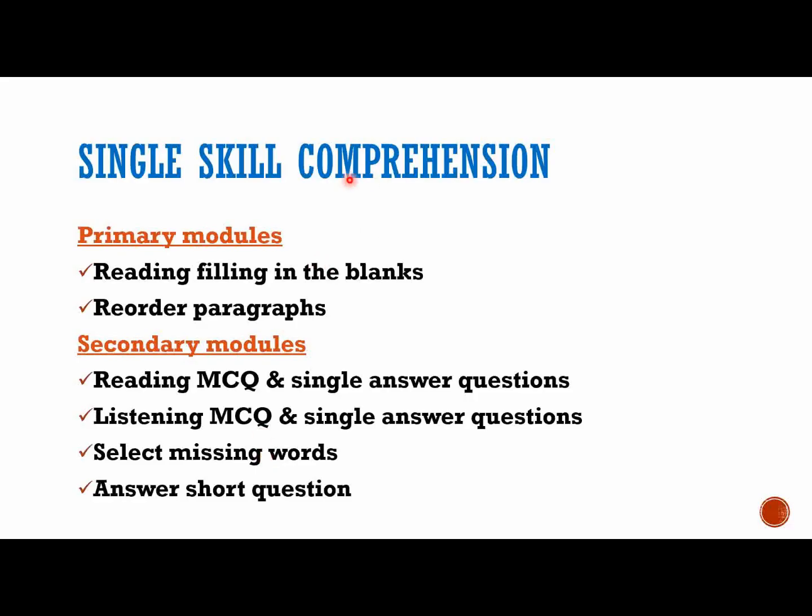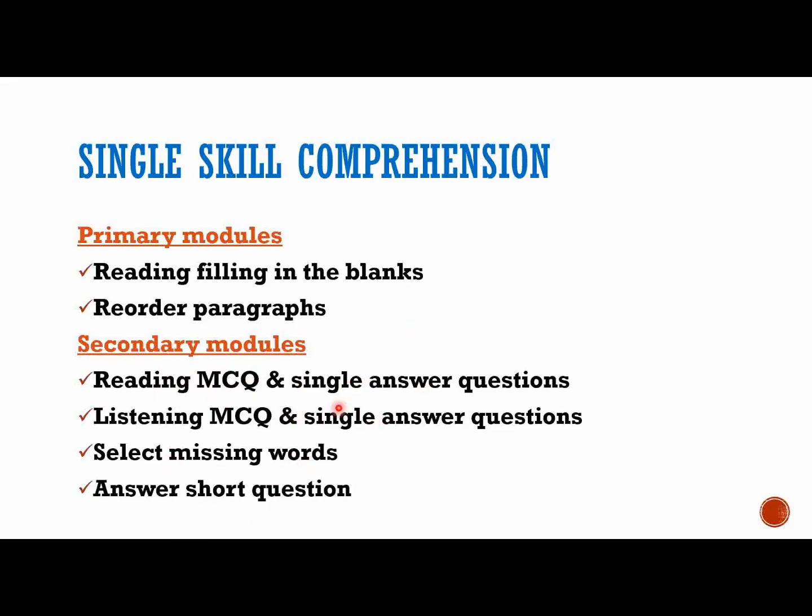So next is the single skill comprehension. Single skill comprehension means the primary modules and the secondary modules. In the primary modules there is reading fill in the blanks, which is contributing in the reading section only, and next one is reorder paragraphs. Reading fill in the blanks is contributing only in the reading section of 15 points, but if your single skill comprehension is weak, it means you are losing points in reading fill in the blanks and reorder paragraphs, because secondary modules are only reading MCQ single answer, listening MCQ single answer, select missing word and answer short question.